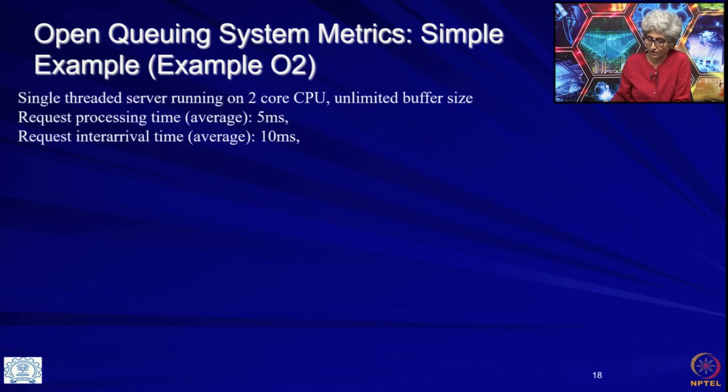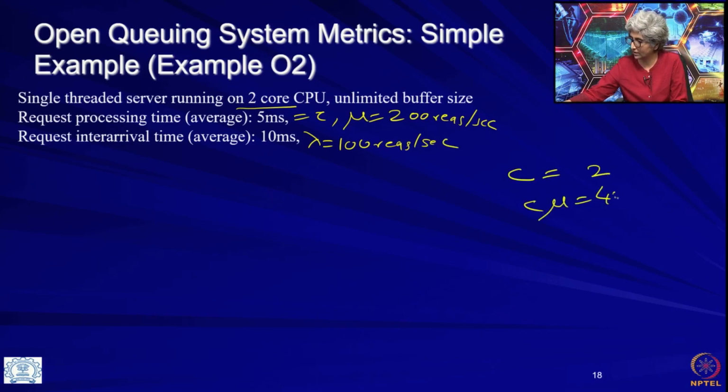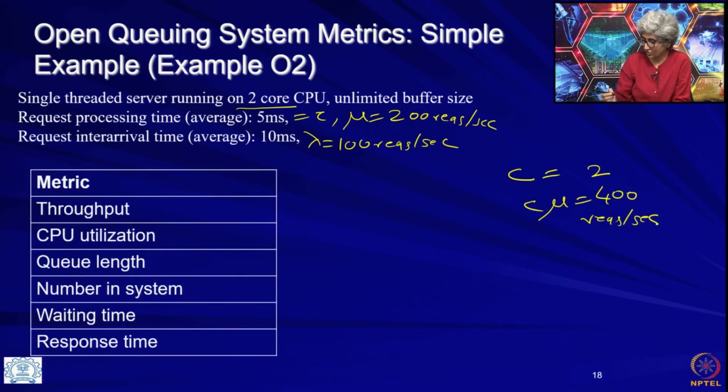Another example, now same example, and let us just assume 2 cores. Okay, so, now we will use the same thing, this is tau, mu is equal actually 200 requests per second, lambda is equal to 100 requests per second, but now we have C is equal to 2. So, C mu is equal to 400 requests per second. So, again the same thing, maybe you can think about it before I show the answers. Throughput 100 is less than 400, so it is going to remain as 100.